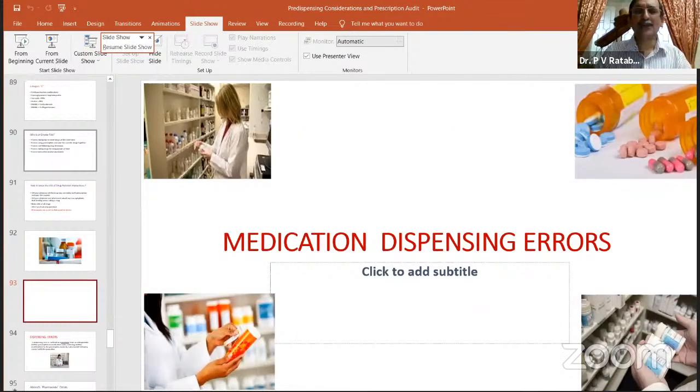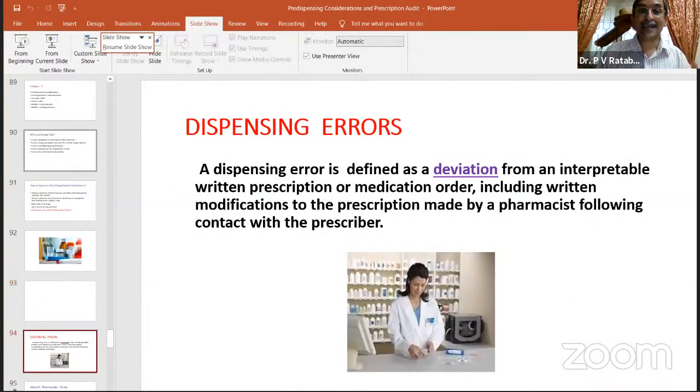Lastly, now that you are happy, you have seen drug interactions, you have seen prescription errors, you have seen look-alike, sound-alike drugs. Now to dispense, can you go wrong? Yes, you can as well commit a dispensing error. It is defined as a deviation from an interpretable written prescription or a medication error order, including written modifications to the prescription made by a pharmacist following contact with the prescriber. So you are dispensing something which the doctor has not written, as simple as that.